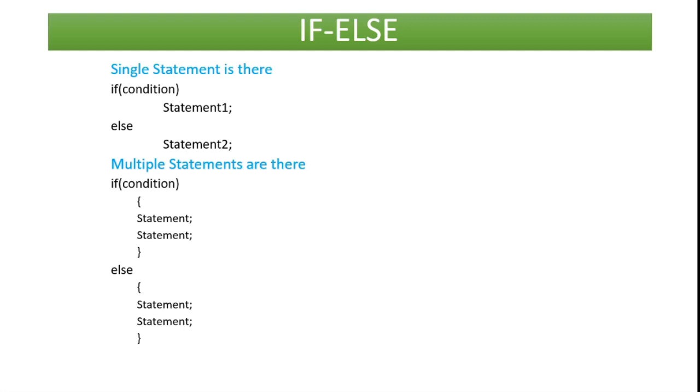For a single statement, we just write if, an open bracket, the condition, a close bracket, and statement 1 followed by a semicolon. If the condition is true, statement 1 will be executed. If the condition is false, then statement 2 will be executed.